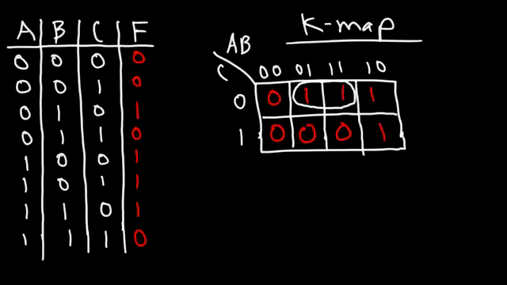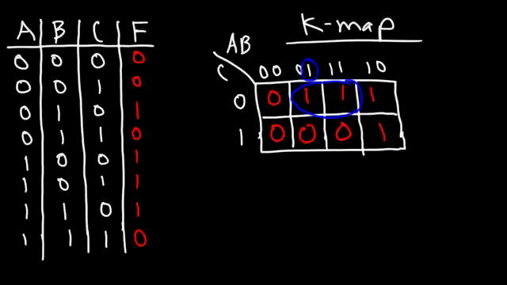Let me use a different color so you can see it. So let's start with this one. Now, what information can we derive from that group of 1s? Those 2 1s highlighted, do they depend on the input A? Notice that the input A varies between 0 and 1, yet the output is the same. So the output for those 2 1s doesn't depend on A.